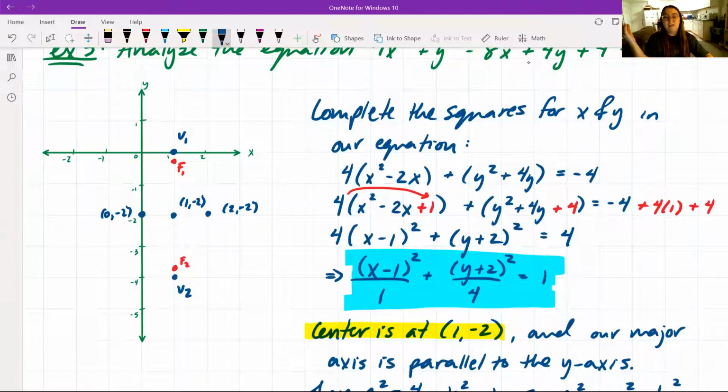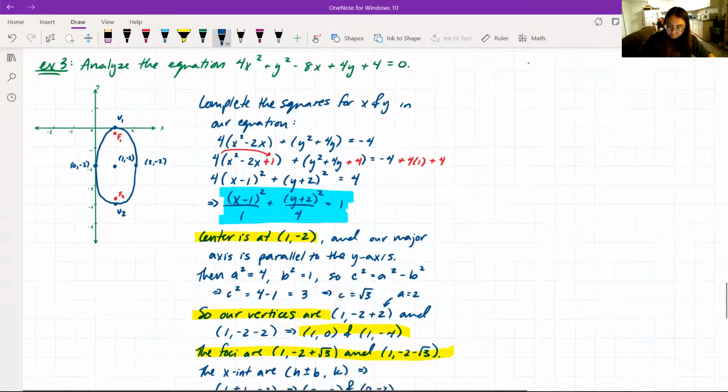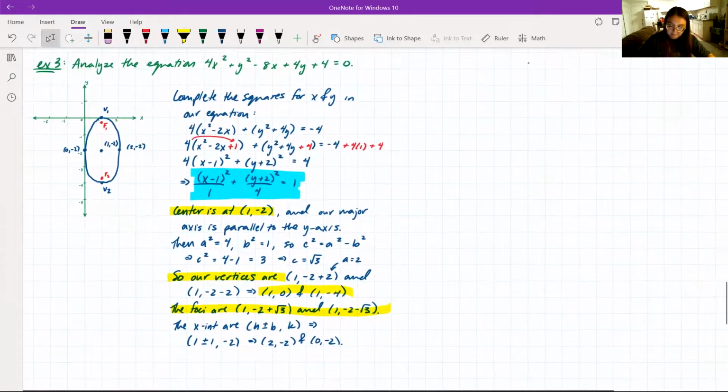And now we can go ahead and connect our points. So we want to connect our x-intercepts to our vertices, and make sure that our foci are inside of our ellipse. So, all right.